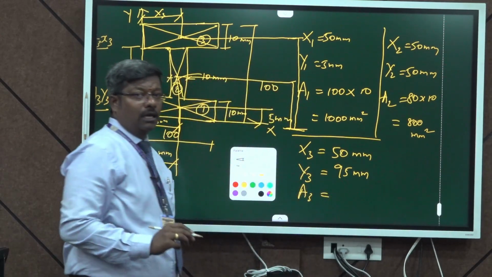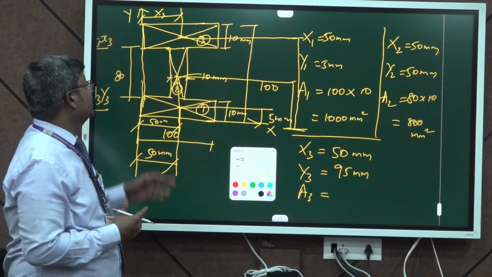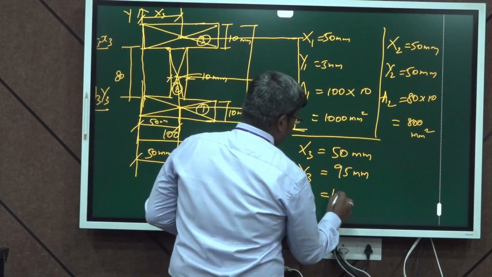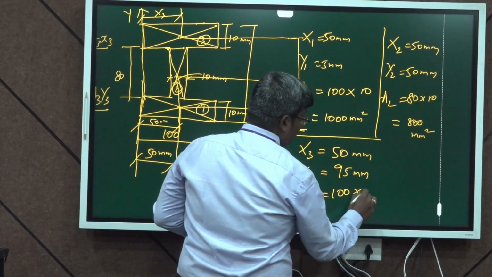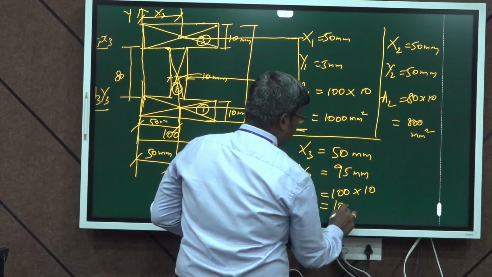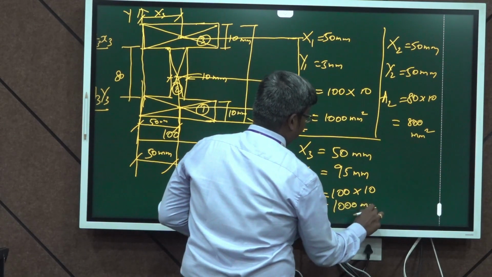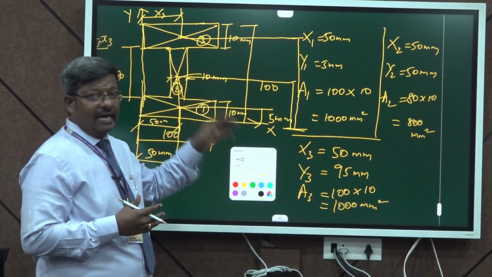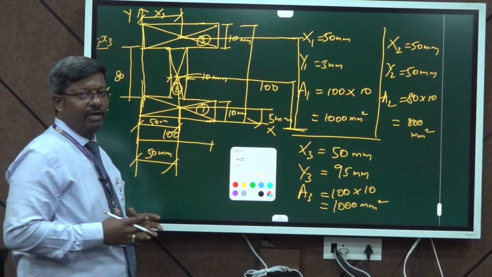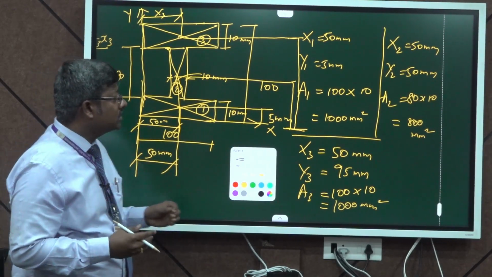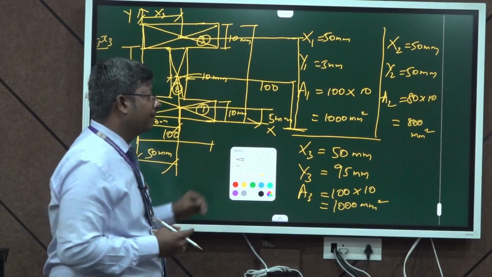And again, I am going to find out the area of the third portion. The area of the third portion will be 100 by 10 mm. The dimensions of the third portion are 100 cross 10. So, A3 will be 1000 millimeter square. By knowing all these three values, we can find the center of gravity about the x and y axis for the whole figure. Now, I am going to substitute all these values in the formula.